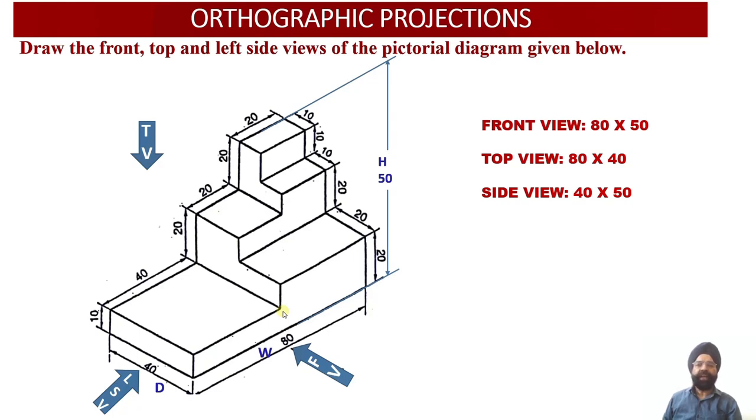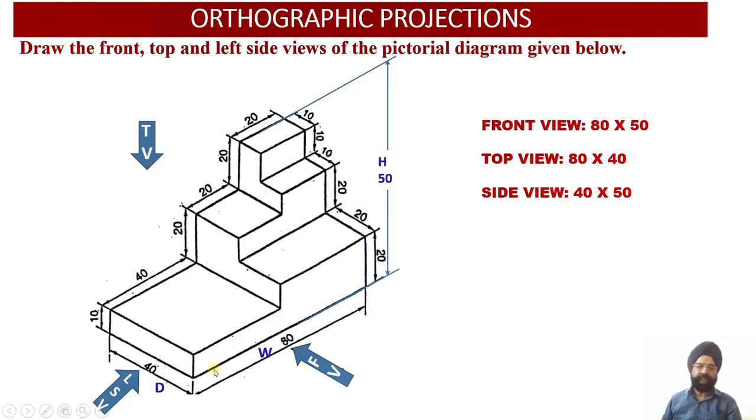Now we are required to convert the isometric projection of the solid into different orthographic projections, and these orthographic projections will be the front view, the top view and the left side view of this particular solid. In order to start with the construction of the orthographic projections, we need to evaluate the sizes of the front view, top view and side view as they will be projected.